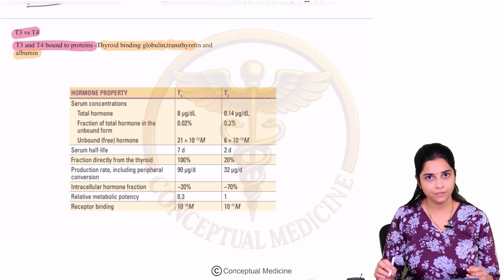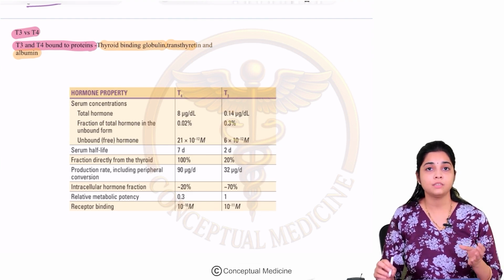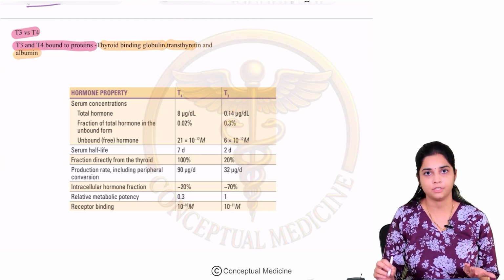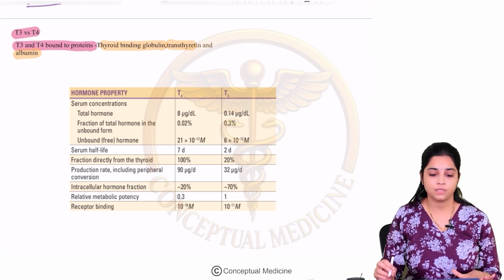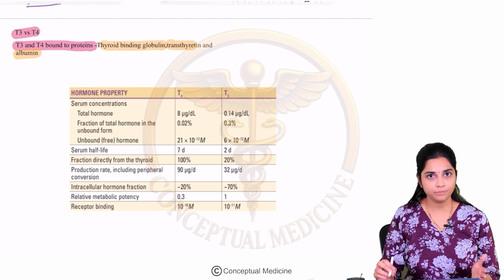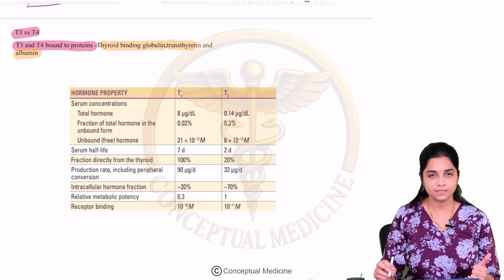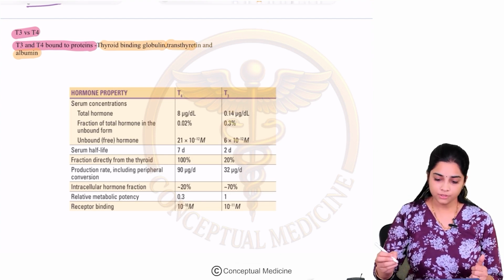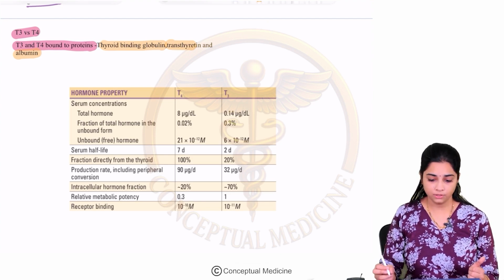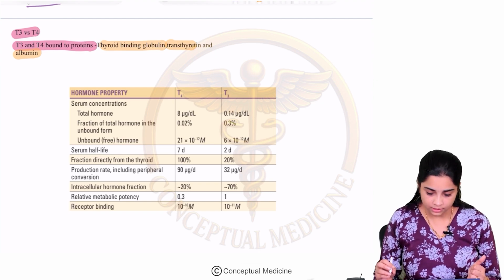This we should be aware of, because any changes in these protein levels can actually alter the T3, T4 levels which you are measuring. Okay, so once the T3 and T4 are released, they are bound to certain proteins which are your TBG or thyroid binding globulin, transthyretin and albumin. Now we'll look at the differences between your T3 and your T4.